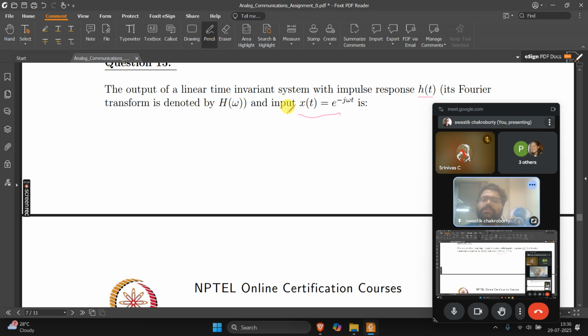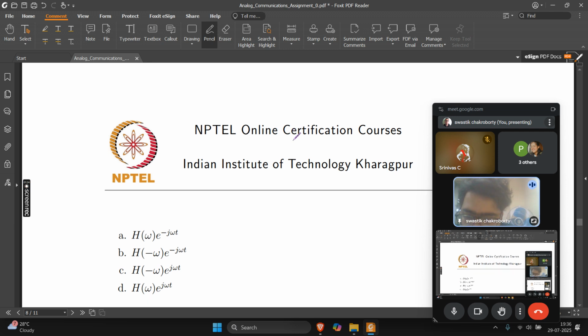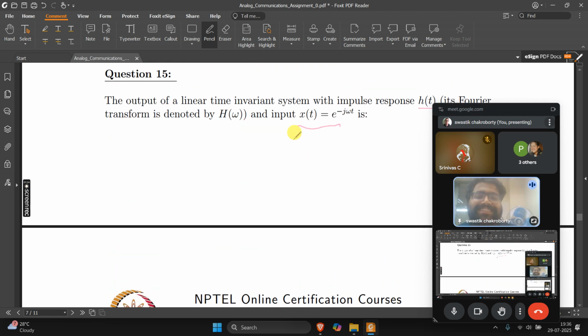Try. You can use Fourier transform also if you want. You can do it in the time domain or do it in the Fourier domain, whatever suits you. Oh, you have to do it in the Fourier domain rather.